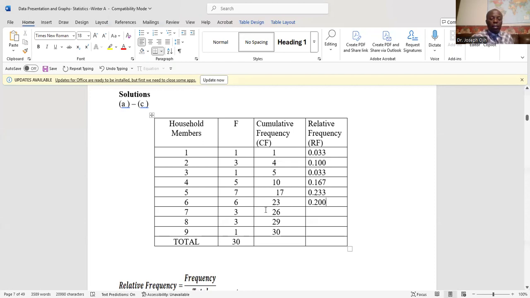Next is 3. We did it already. It's 0.100. And next one is also 3, so again 0.100. And next one is 1. We have 1 already, 0.033.